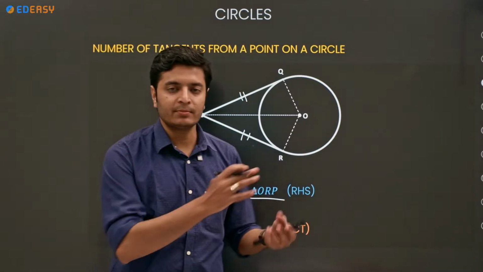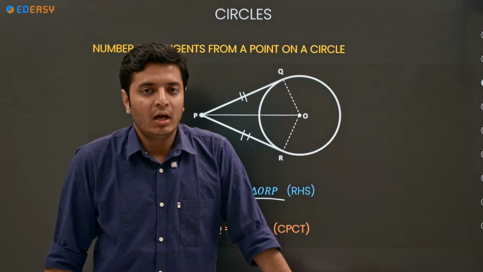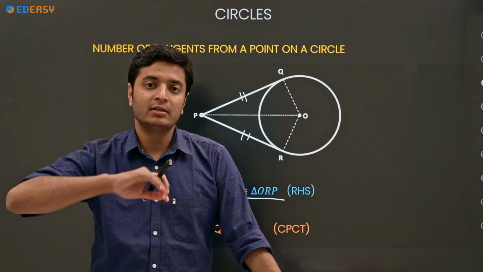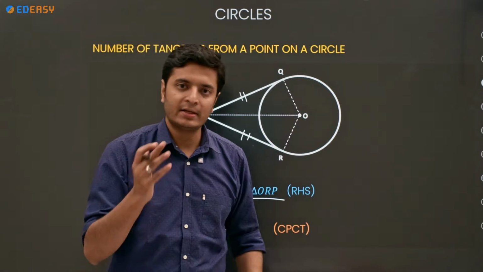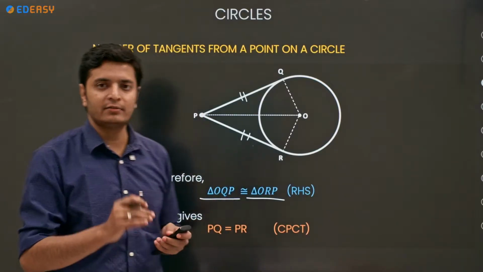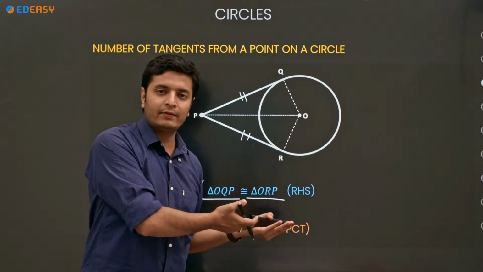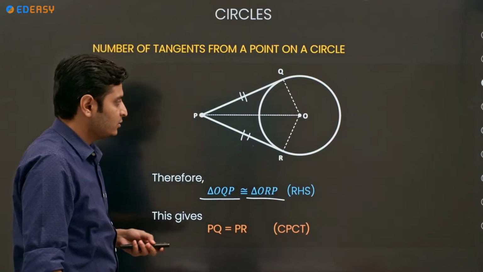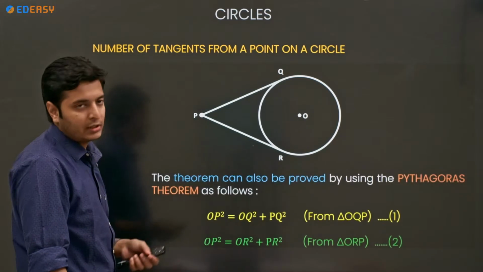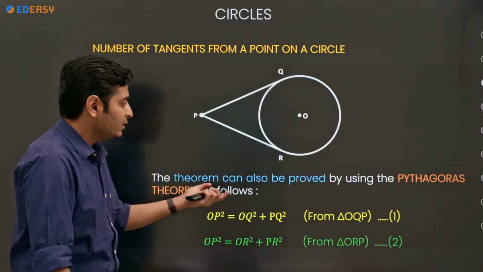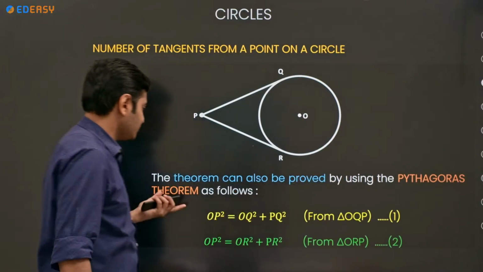So this is the first method that we are using here. Also, I told you there's one more method, that is the Pythagoras theorem. Pythagoras theorem method is very easy. Even though this is also not difficult, but still, if you want to go with Pythagoras, then the method goes like this. The theorem can also be proved by using the Pythagoras theorem as follows.